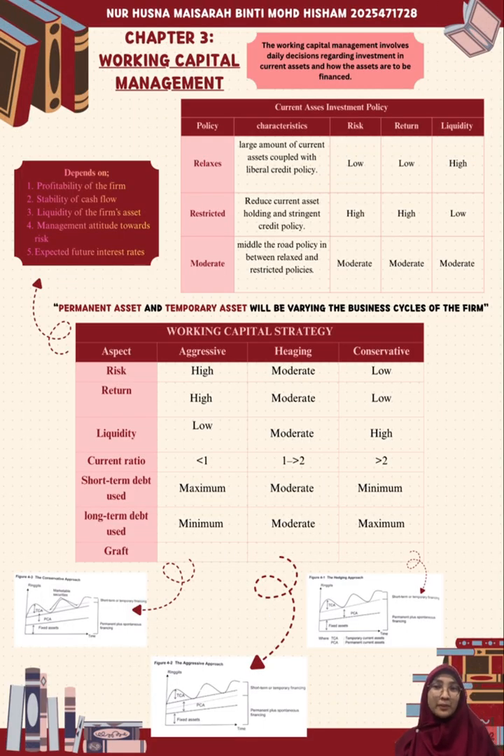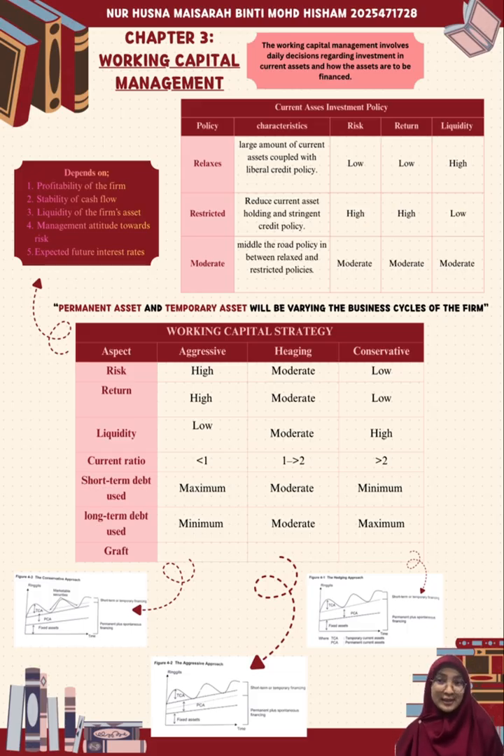So the working capital management involves daily decisions regarding investment and how the asset is to be financed. The objective of managing working capital is to achieve a risk-return trade-off that maximizes the value of the firm. So, there are 3 basic policies that the company can adopt, which are relaxed, restricted, and moderate policy. Relaxed policy is a low-risk policy. It maintains a large amount of current asset with liberal credit policy. It also has higher liquidity and low return from investment due to low productivity of current asset.